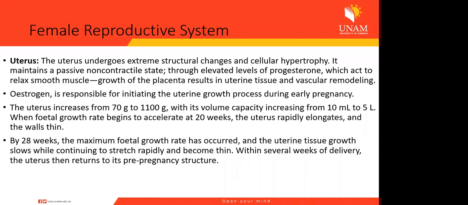All right. At 20 weeks of gestation, the uterus rapidly elongates and the walls begin to thin out. By 28 weeks of gestation, where maximum fetal growth must have occurred, the uterine tissue begins to slow down while it continues to stretch rapidly and become thin. Within several weeks of delivery, the uterus then attempts to return back to its pre-pregnancy structure. So most of the changes in the reproductive system of the female have to do with the uterus and the cervix.